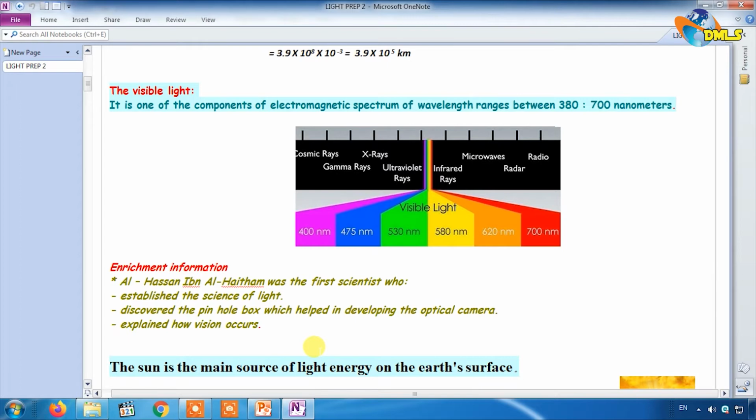Visible light was discovered by who? We have some information here. Al-Hassan ibn al-Haytham was the first scientist who established the science of light. He discovered the pinhole box, which helped in developing the optical camera, and explained how vision occurs.